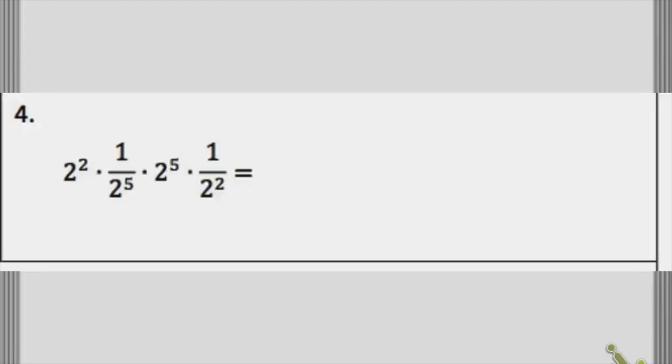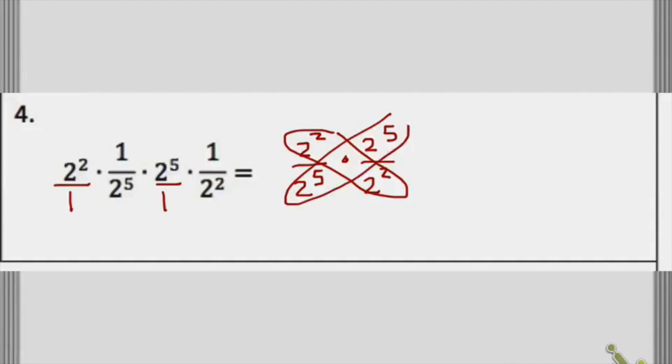For number 4, we've got several steps here. Again, remember that when you don't have a denominator, you have a denominator of 1. And when we're multiplying fractions, we're just multiplying across the top. So we end up with 2 squared over 2 to the 5th times 2 to the 5th over 2 squared. And you can go through those steps. That's, when we have the same thing in the numerator and denominator, they can kind of cancel because that's just equal to 1 times 1, and that is equal to 1.